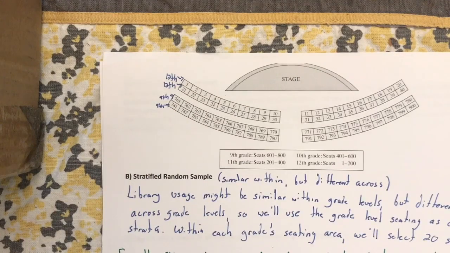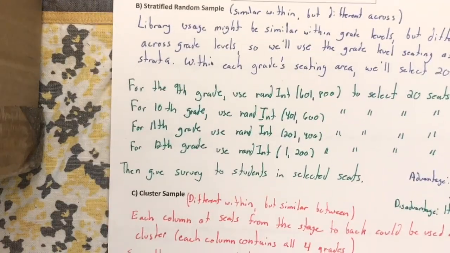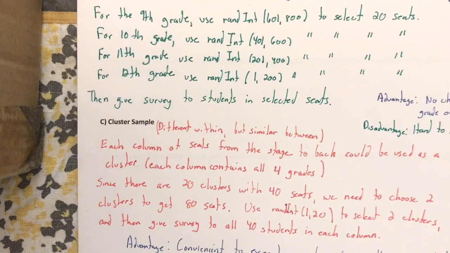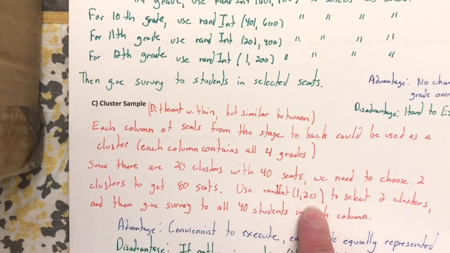If we were to go through and count, we would see that there are 20 columns. So we would have 20 clusters with 40 seats each. So what we would need to do then is choose 2 clusters to get 80 seats in which we're going to give that survey out to. Since there are 20 clusters, we will use our ranInt function from 1 to 20. This will help us choose the 2 columns in which we will give the survey to.